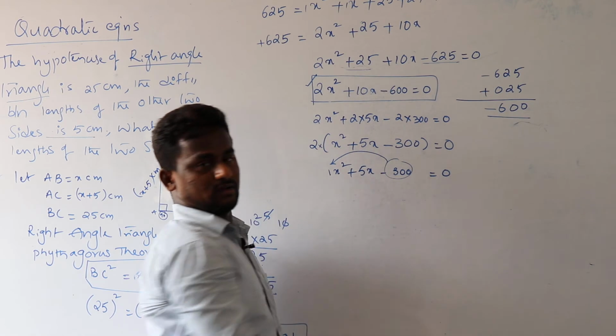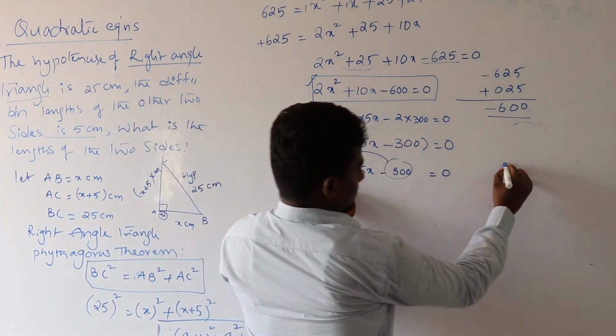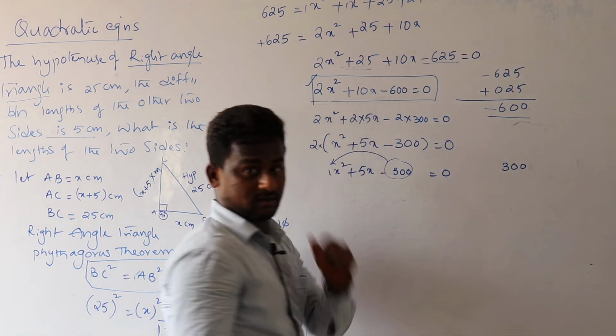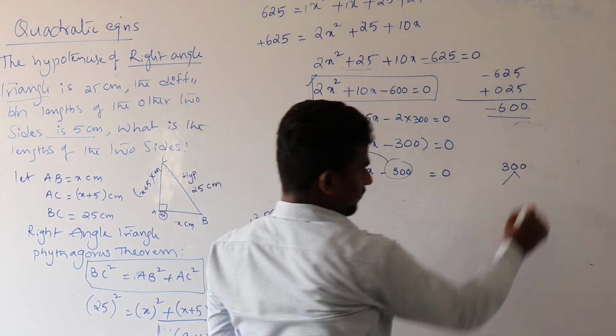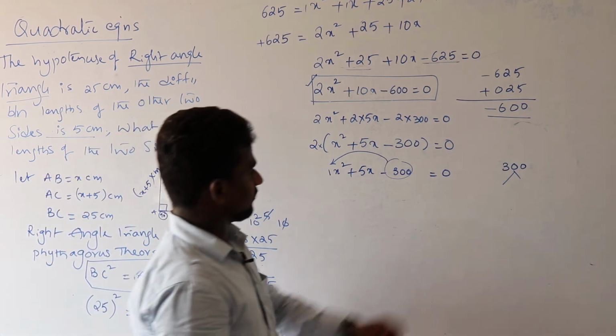The x square coefficient is the multiplying value in the factorization method. 300 into 1 is 300. Now we have to write the factors of 300.